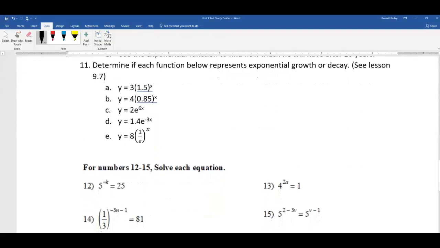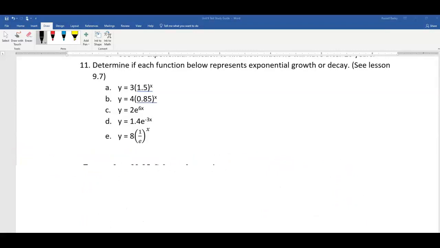We're on number 11. Question for number 11 says, determine if each function below represents exponential growth or decay. Now, there's two ways to identify growth and decay. One way is by looking at the b value. For exponential growth, the b value, the growth factor, is greater than 1. For decay, it's less than 1. Another way you could tell whether something is exponential growth or not is by looking at your r value. If your r value is positive, then that's exponential growth. If your r value is negative, that's decay. Those two things go together.